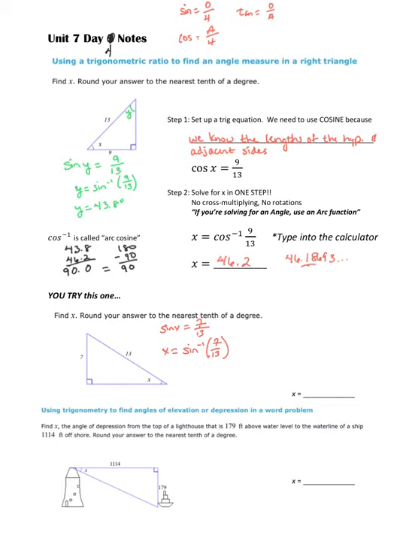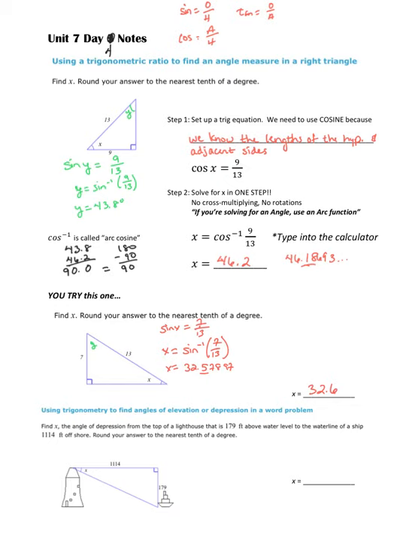Arc sine, and it pops up with the parentheses, which is nice. 7 divided by 13 is 32.57897. I want to round to the nearest tenth. X is 32.6. Okay? Now, again, for grins and giggles, let's find angle Y.